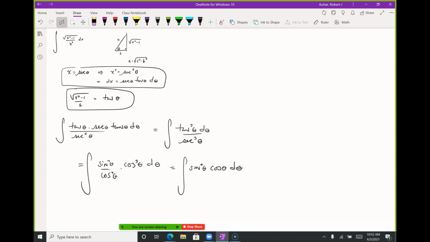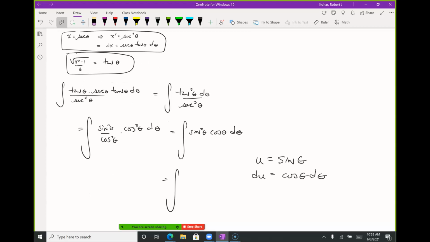That singleton is my du. So it's hinting at what the value of u is here. What's the value of u here? Go ahead, Chuck. Yeah, sine theta. And so du is cos theta d theta. Okay, I like that. So I get the integral of u squared du.